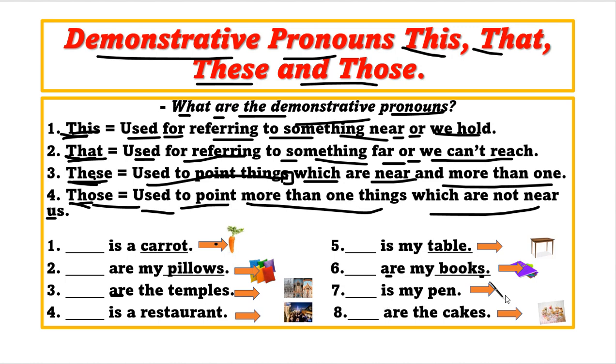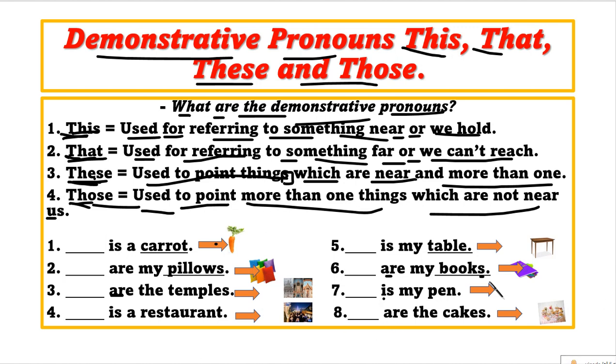Next, blank is my pen. One pen only here, and it's near. What do you think the answer is? We use is for the singular subject. Pen, so here we have this. It's near, so we can touch it, we can reach it, but only one.